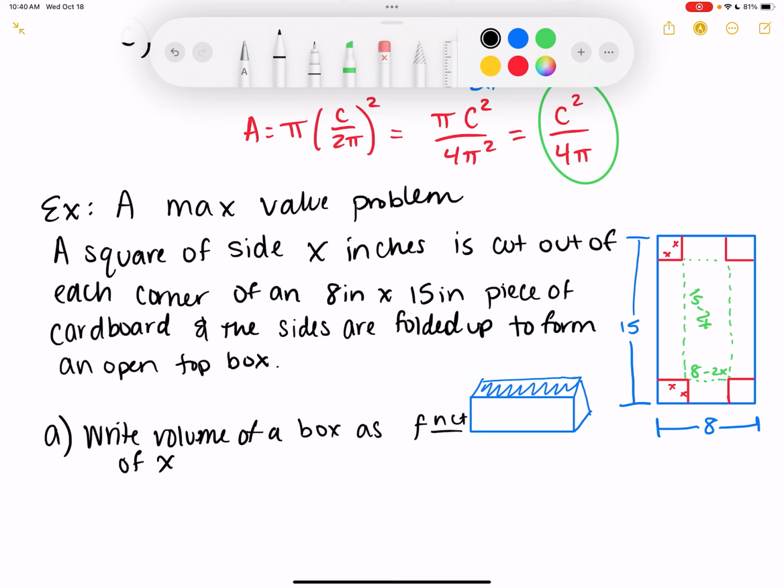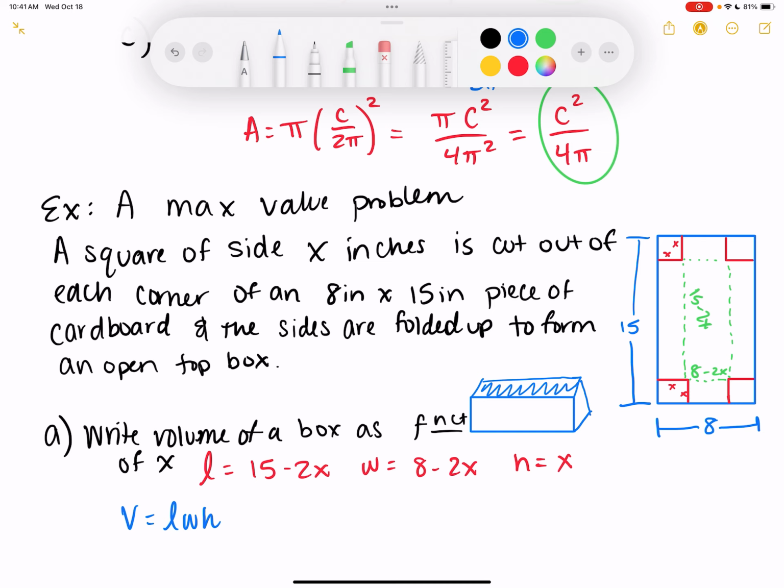So the first thing I'm always going to do is write down what I know. So I know my length is equal to 15 minus 2x. I'd already done that. My width is 8 minus 2x. And my height is x. Now, what is the volume of a box? Length times width times height. Okay, so that I know.